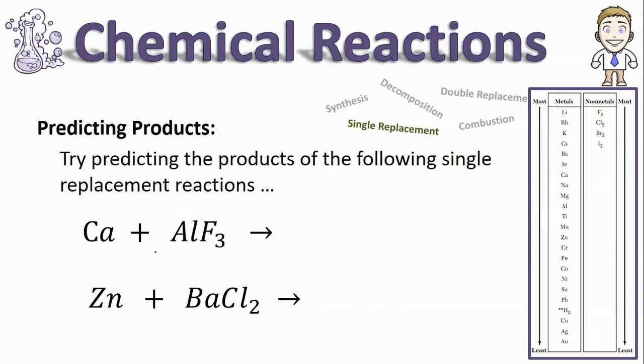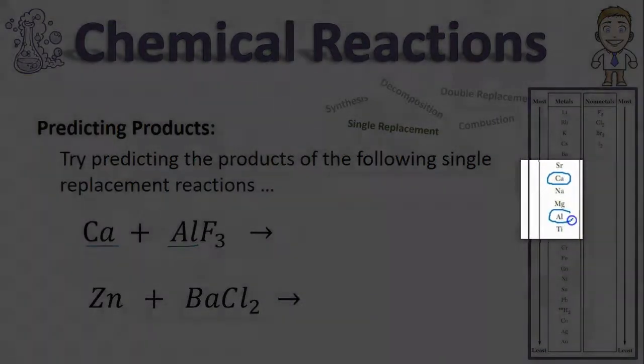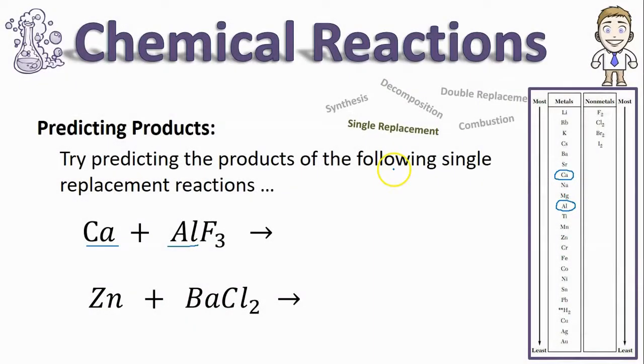Now let's apply all these skills and try to predict some products of single replacement reactions. In the first example, calcium is the free metal and it's reacting with aluminum fluoride. Since it's a metal, it's only going to potentially trade places with the Al because it's also a metal. First thing I need to do is find those two metals and see if they'll actually react. In this case, calcium is higher on the list, so it will replace the aluminum.